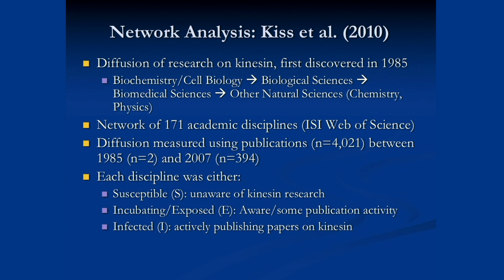So their network was 171 academic disciplines. Diffusion was measured by publications altogether. There were over 4,000 of them. Started in 1985 when there were 2, ended in 2007 when there were 394. And each discipline was either susceptible, incubating, or exposed.